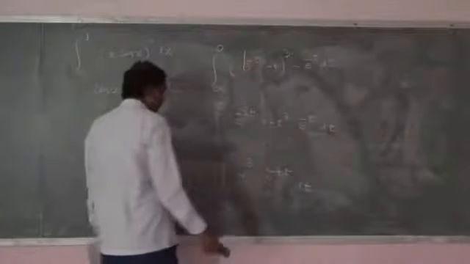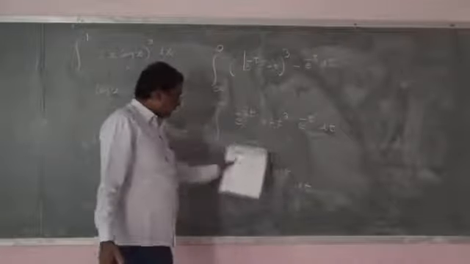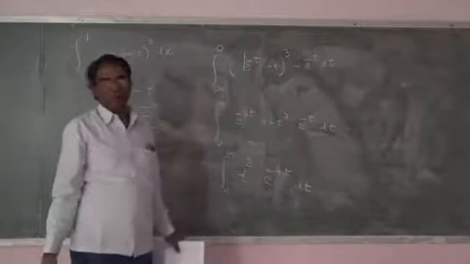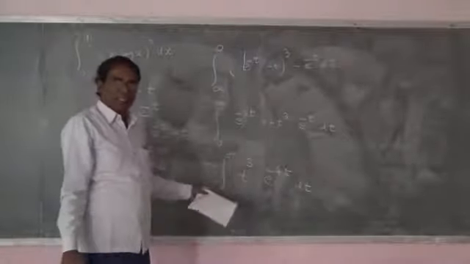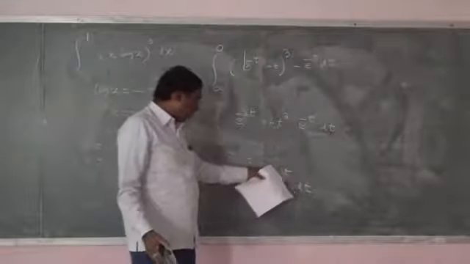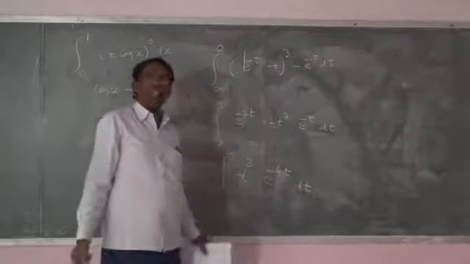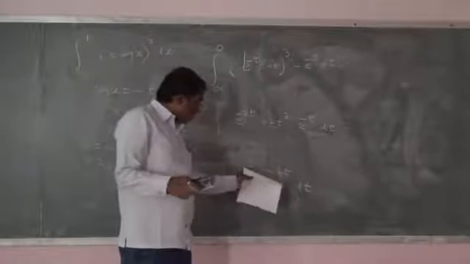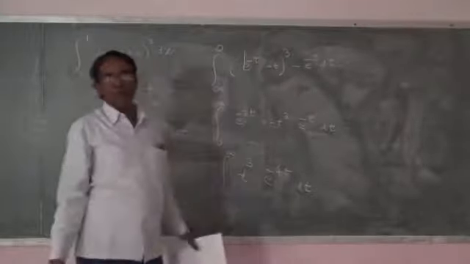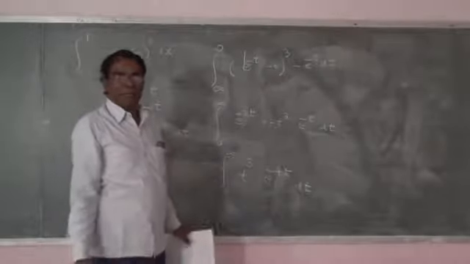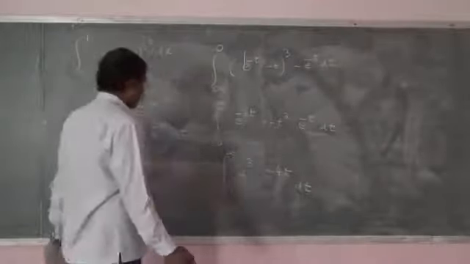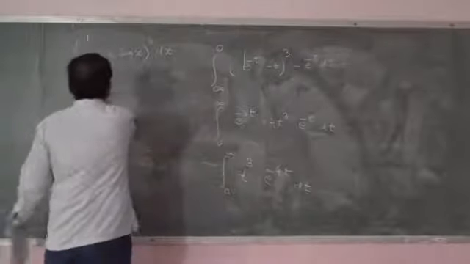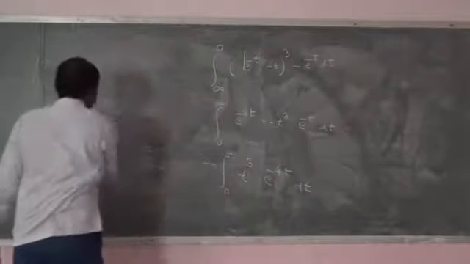Now you see here, this question has become a type 1 problem. Can we solve this directly? No, because the power of e is not minus t, it is minus 4t. If it would have been minus t, we would directly have used the definition of gamma function. But as minus 4t is there, we have to go for another substitution.